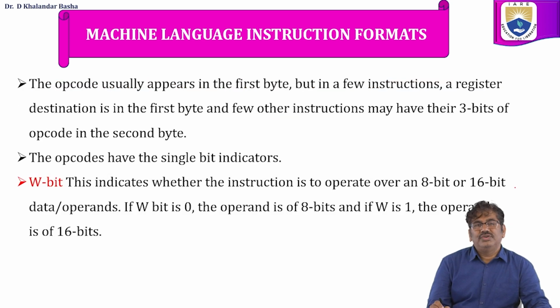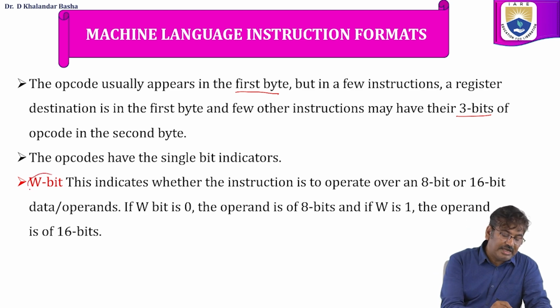So the opcode usually appears in the first byte, but in a few instructions, a register may be a destination in the first byte, and in a few other instructions it may contain 3 bits of the code in the second byte. The opcode has single-bit indicators. First we will see the W bit.